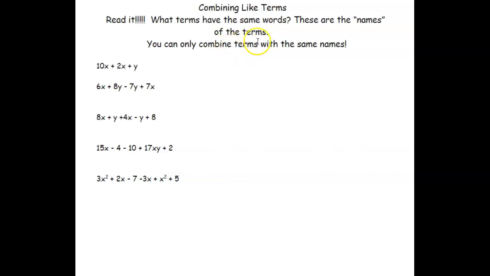That would be wrong. So the basics of this is when I read it, this says 10x plus 2x plus y. Notice that I'm not saying anything about 10 times x plus 2 times x. I don't need to know the operation that's going on here. I'm really just looking for the name. So 10x plus 2x, those have the same names. I can combine those together. Plus y, it's just going to hang out there. The y has nothing to combine with.